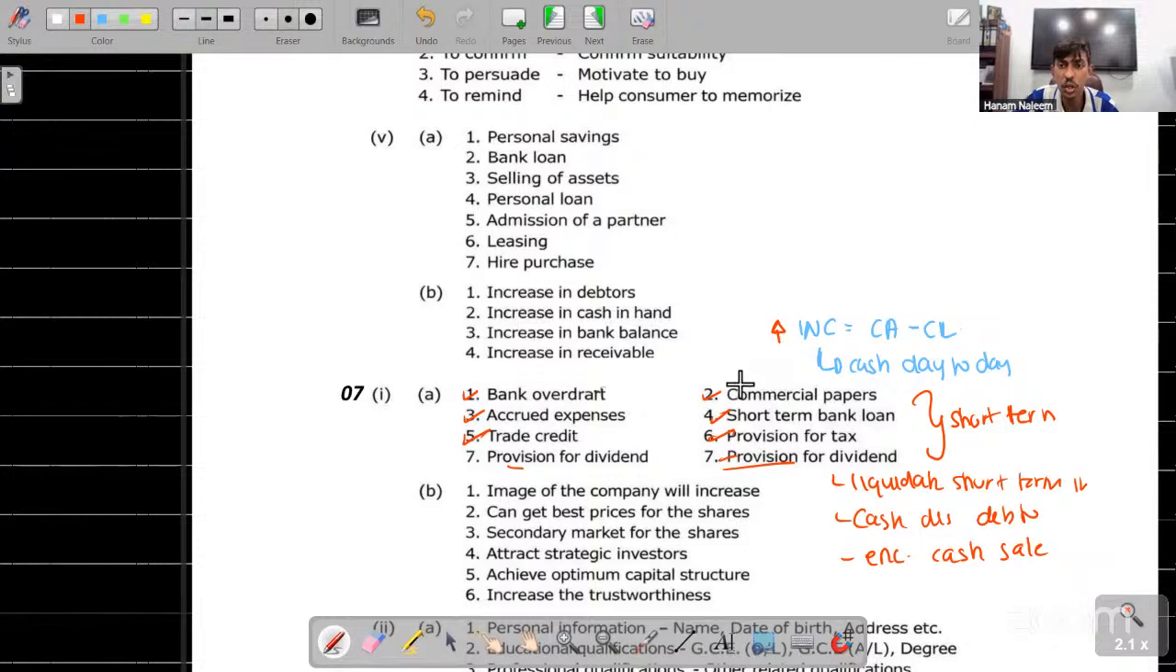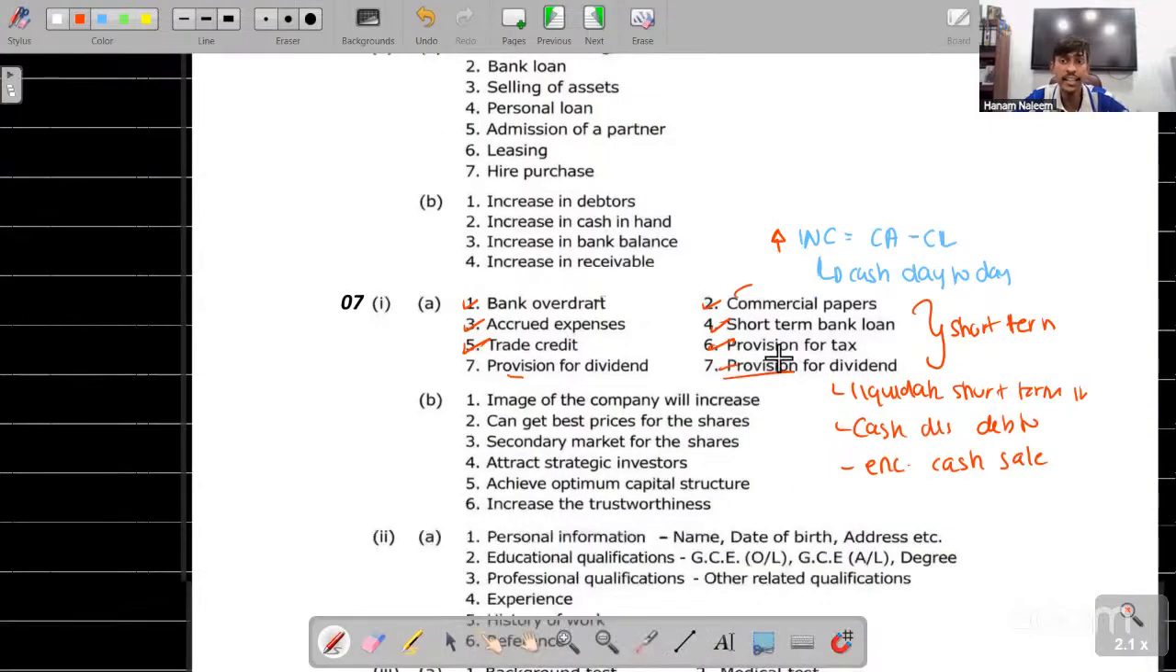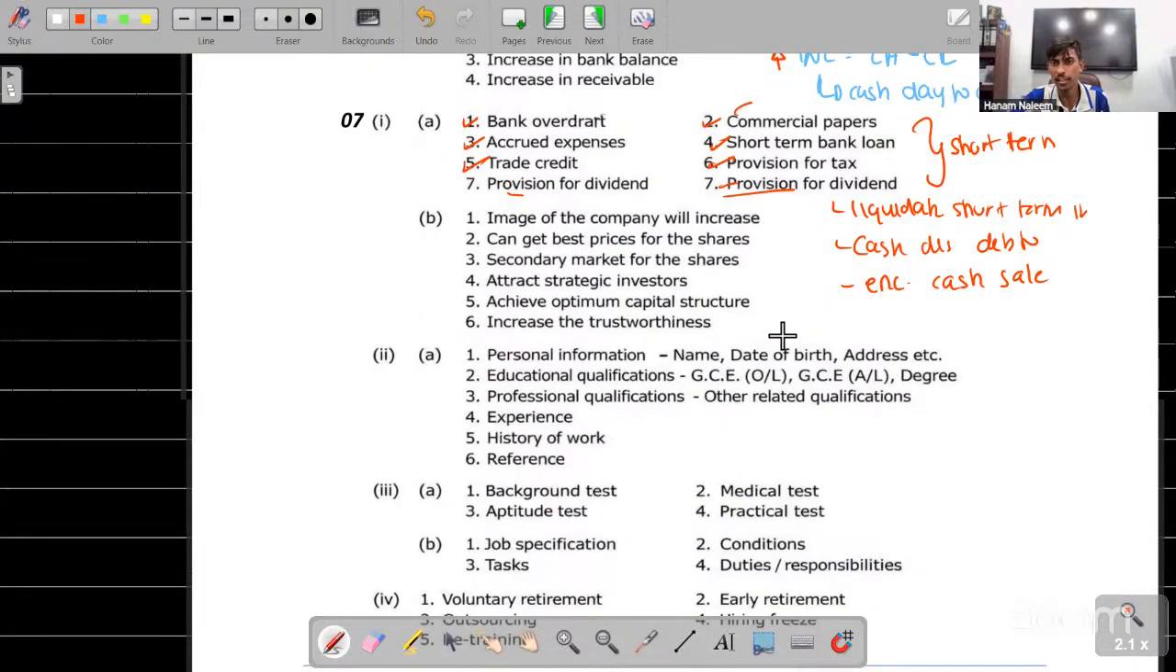Commercial paper means it's a short-term loan which is taken from the general public. Selling non-current assets, right? Omit that, because non-current assets are a long-term idea. So selling non-current assets is a bit of a question mark. Okay, so don't write that. Okay, fine. Next question.